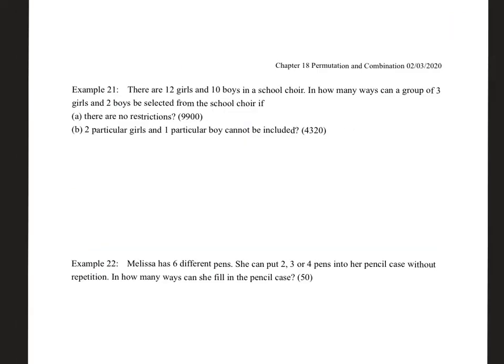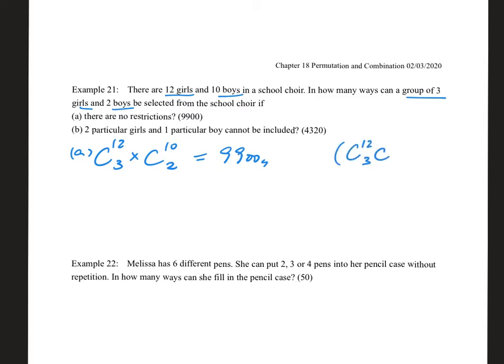The question can be more complicated if it's mixing up different groups, for example girls and boys, but the principle is still the same. You want to find 3 girls and 2 boys from the choir. If there is no restriction in part A, we will do it this way: 12 girls, I want to pick 3; 10 boys, I want to pick 2. Because you want to do both actions, choosing 3 girls and 2 boys, we multiply them together. By calculator, check whether you obtain 9900. In short, sometimes we can just write 12C3 and 10C2 stuck together to omit the multiplication symbol.